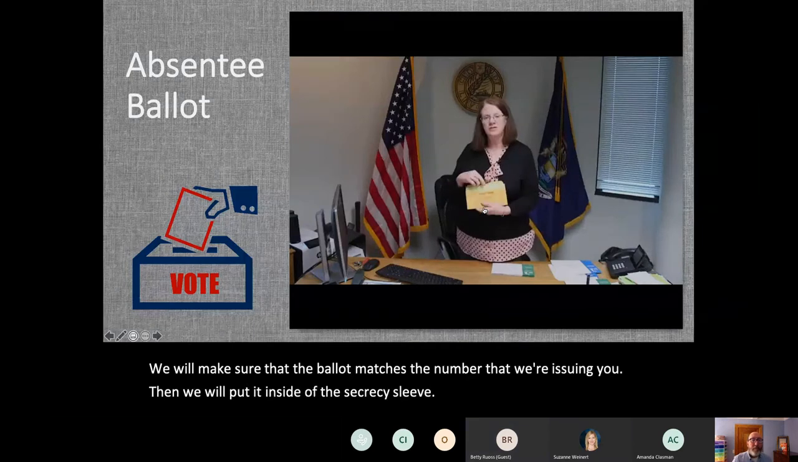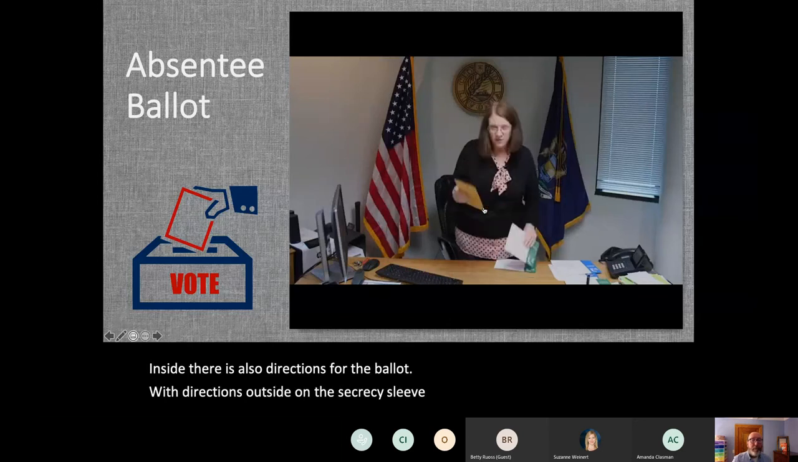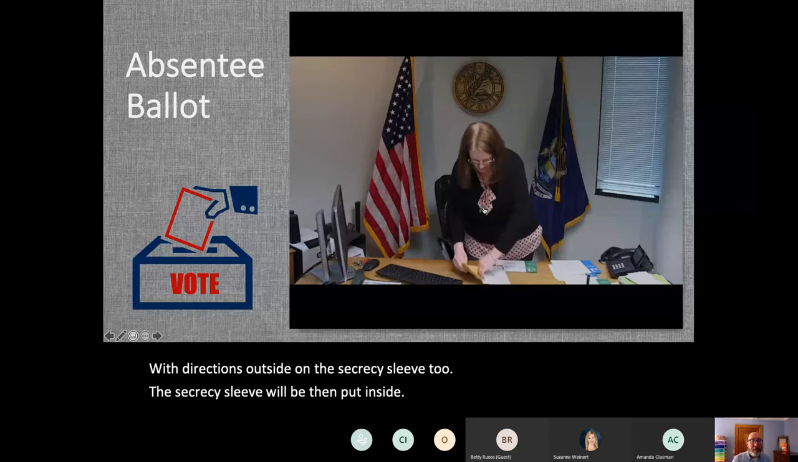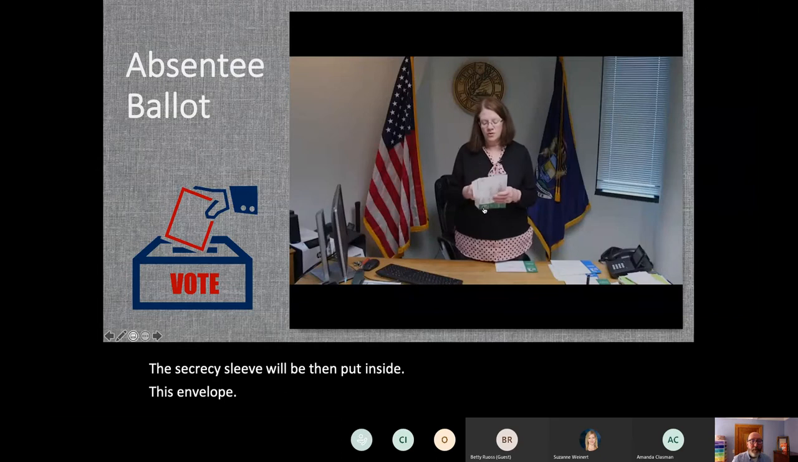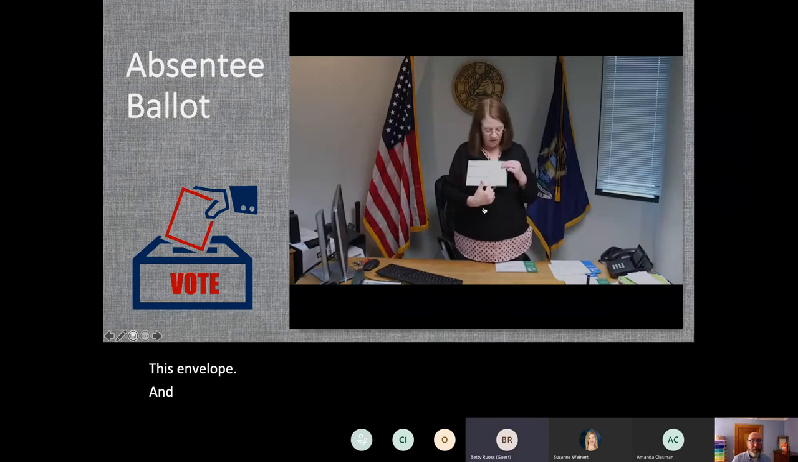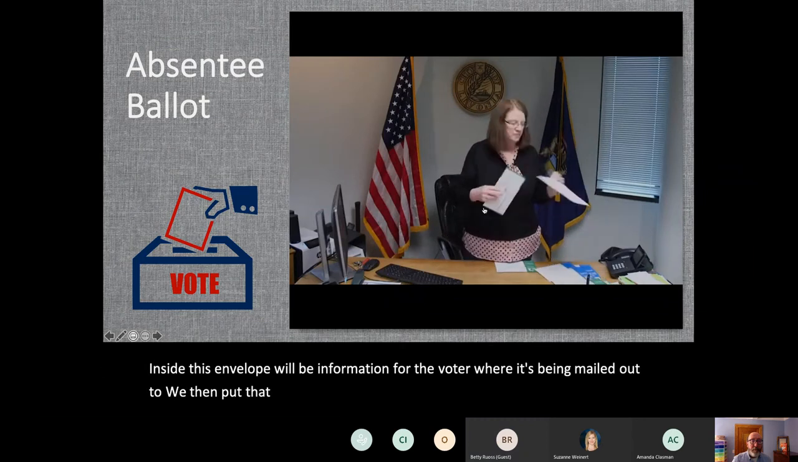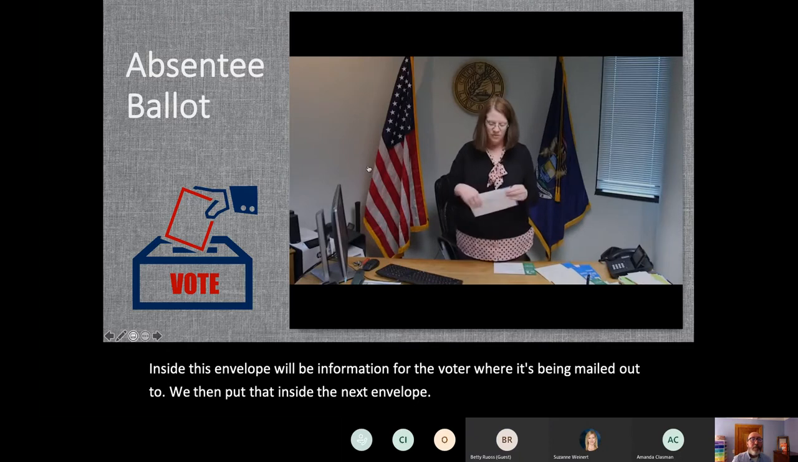There is also directions for the ballot, directions outside on the secrecy sleeve. Secrecy sleeve will be then put inside the envelope. And inside this envelope will be the information for the voter of where it's being mailed out to. Then put that inside the next envelope. Mail it out.